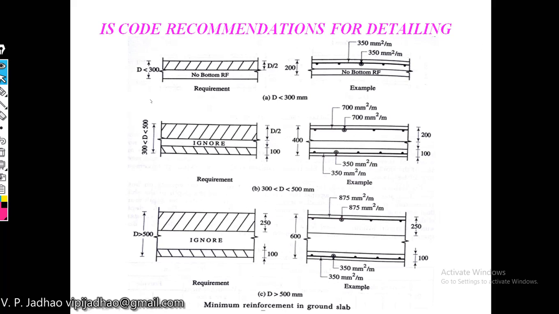Now, some IS code recommendations regarding the calculation of AST minimum when we will be providing steel are given in this particular figure. The same thing is given, that is 0.35% steel is required to be provided. Minimum AST should be 0.35%. That is given in this particular figure, based on the thickness of your members.